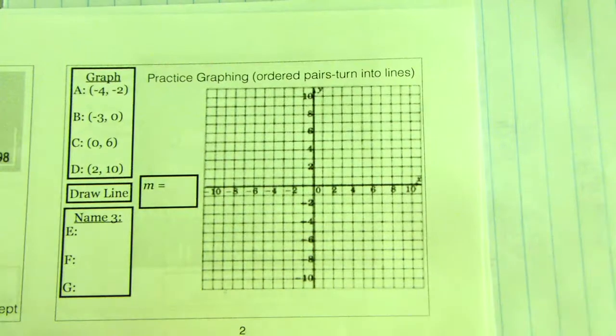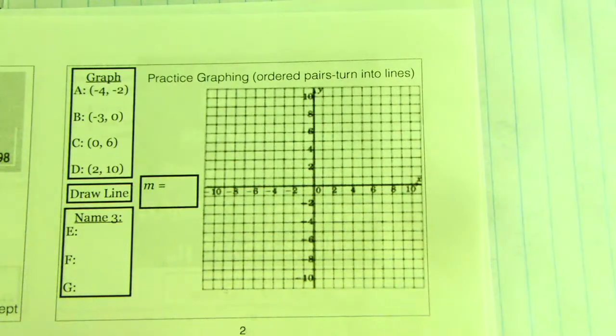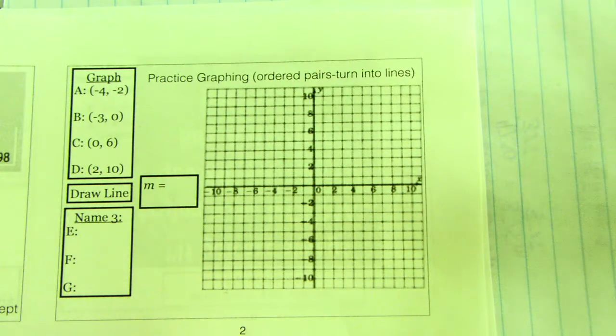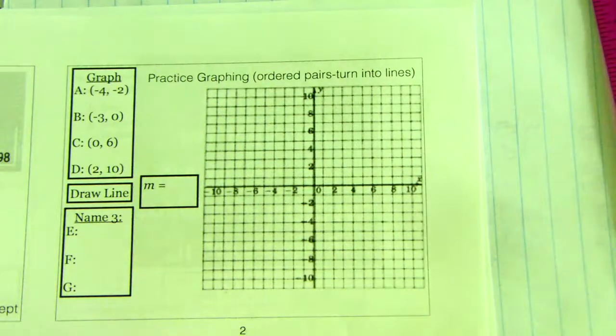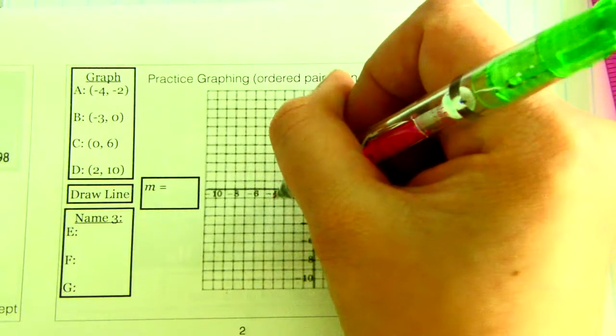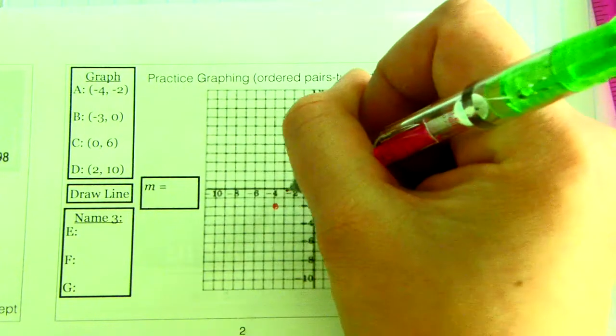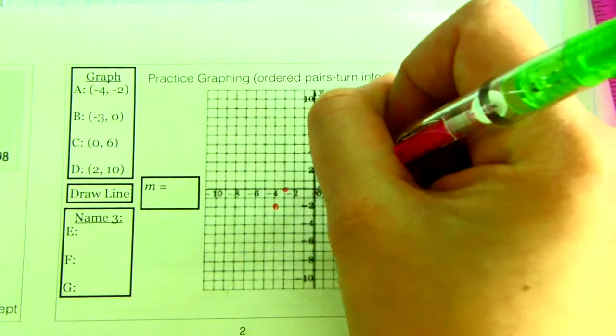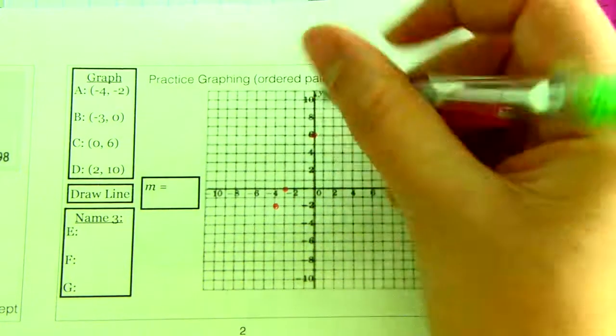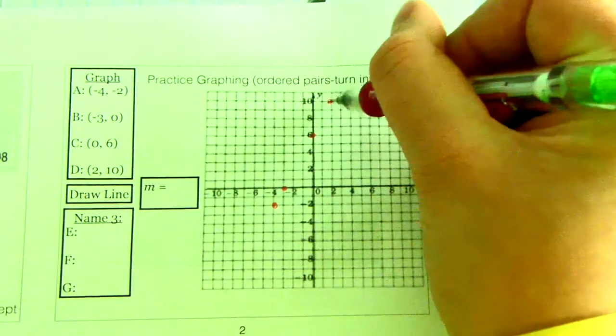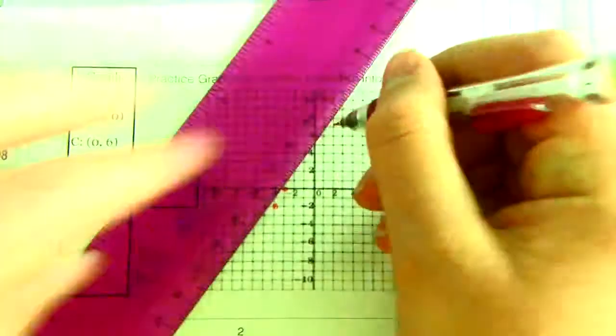All right, this is something fun you can think about by yourself. So practice graphing. We're going to need a straight edge here. We're going to end up drawing a line if it falls into a line formation. It says placing ordered pairs turned into lines. So let's graph these points. -4, go left, then down 2. -3, 0, 0, 6, 2, 10. So they all fall on a line.